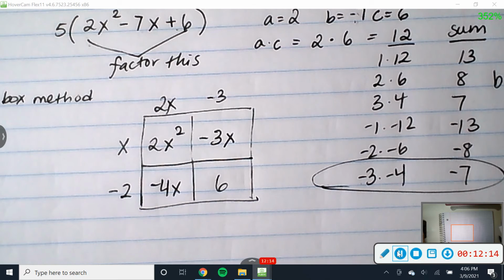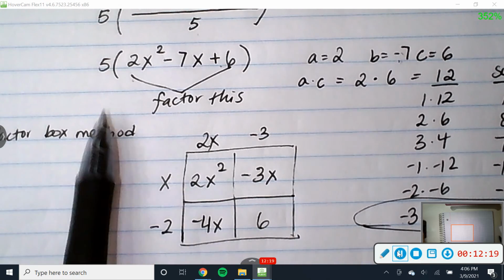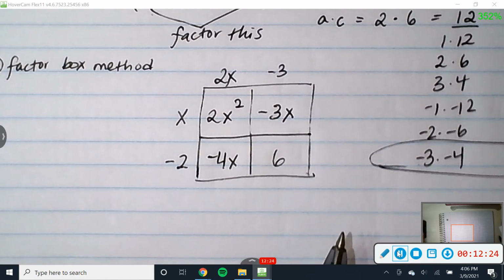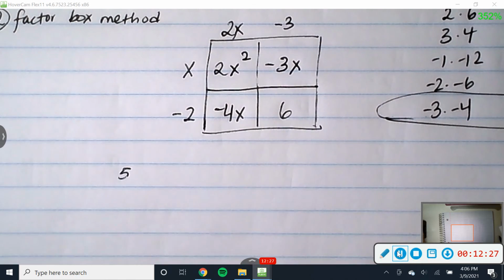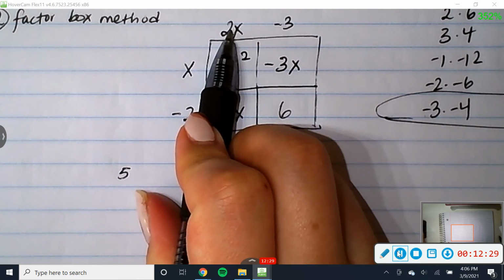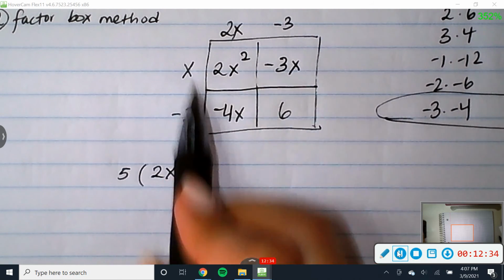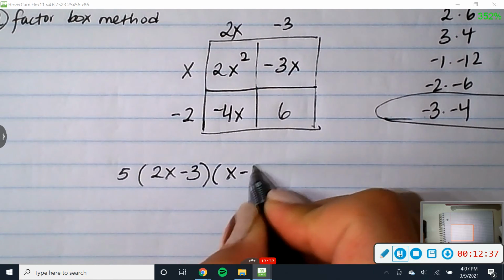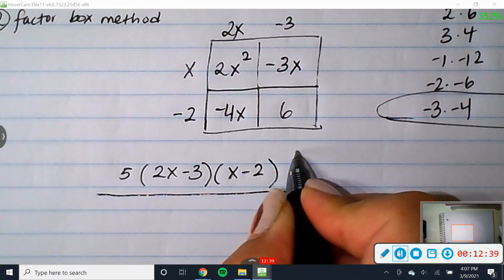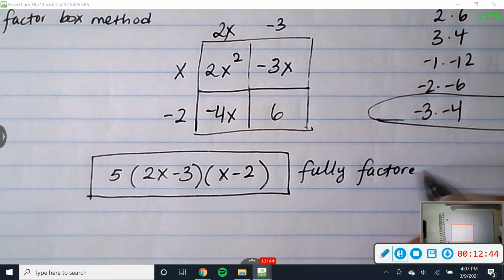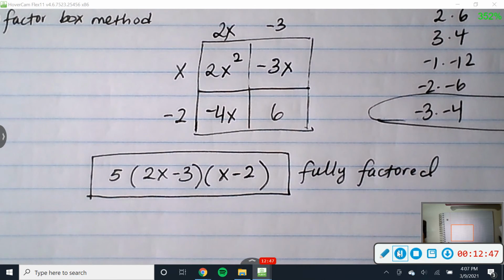So now I'm just going to write out my final answer. Remember, when you're writing out your final answer, don't forget to include your GCF. So we're going to write a 5 on the outside. We're going to write our factor binomials, so 2x minus 3 and x minus 2. In parentheses, this would be our entire answer, and this is fully factored. This is the most factored that we could possibly make this equation. And that is going to be the answer to our problem.